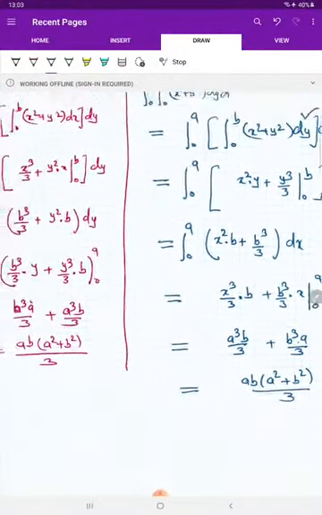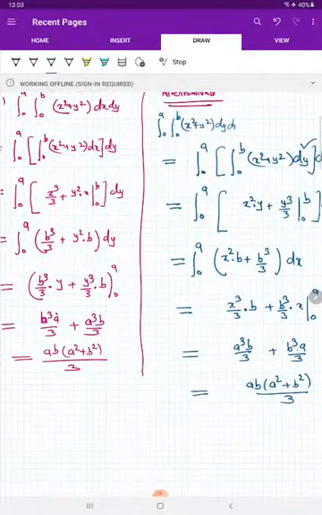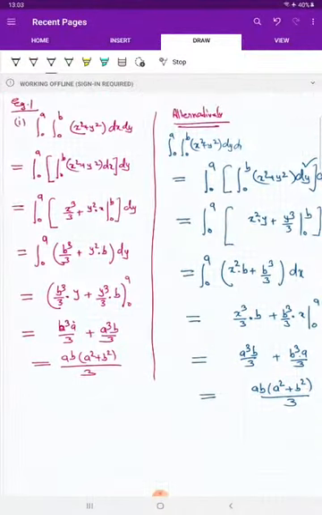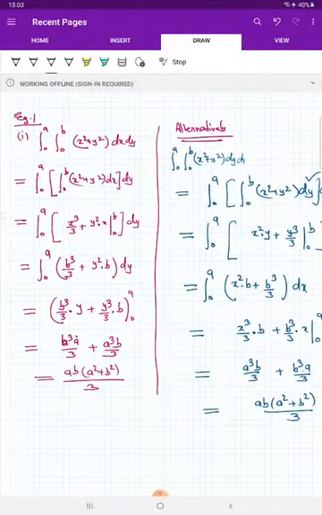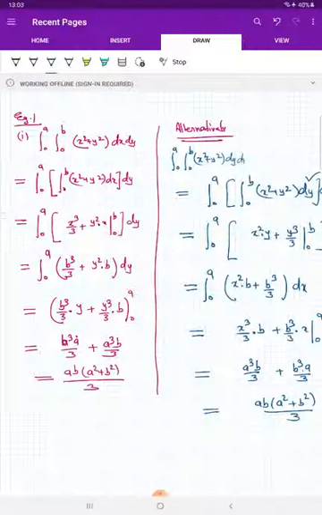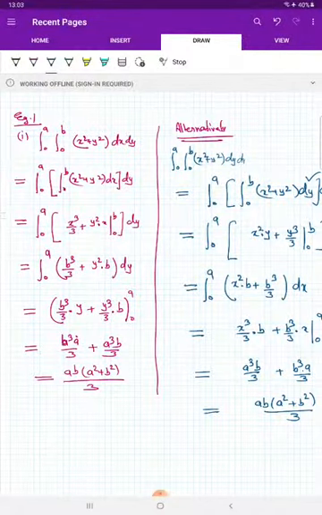So you can notice here that on reversing the order, you are getting the same answer. This is possible if the function is continuous inside the domain. But this is not true in general. Now we move to the second part of this example.